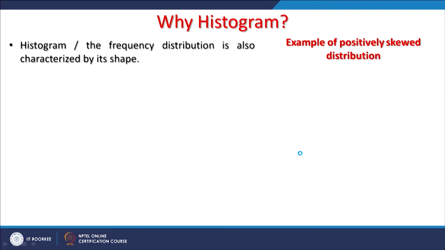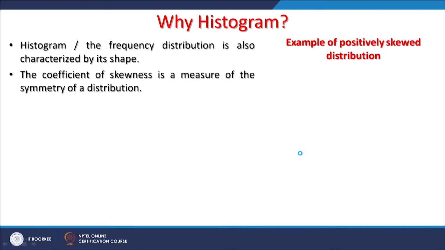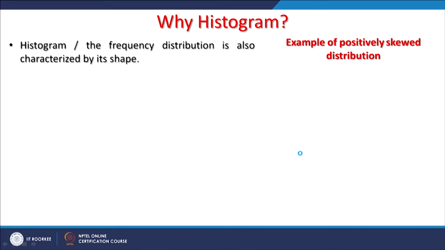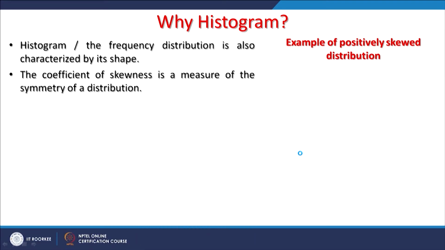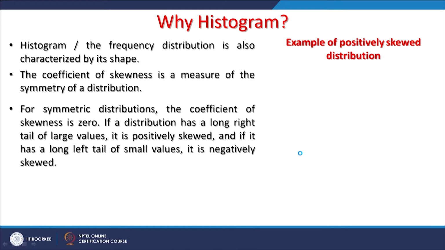If you have skewness present in your image, where some bright parts are more or dark parts are more, then in the histogram you would see a skewed representation, a skewed distribution in the image. So the shape of the histogram also tells about the skewness present, and this coefficient of skewness is basically a measure of symmetry of the distribution.